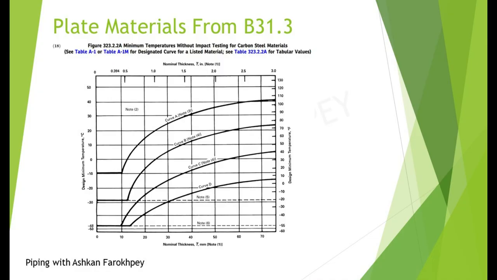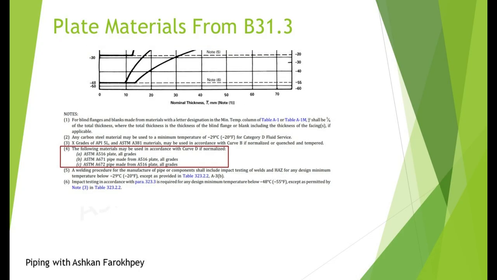Anyway, I want you to note Note 4 of this figure, which tells us that for all normalized grades of ASTM A516, curve D can be used. So, minus 48 degrees centigrade is the minimum temperature that ASTM A516, any normalized grade, can be used without performing impact testing. But as you noticed, our process design minimum temperature is minus 62 degrees centigrade, which means we need to either change the material or do the impact testing. For finding the solution, let's review the statements of the code.